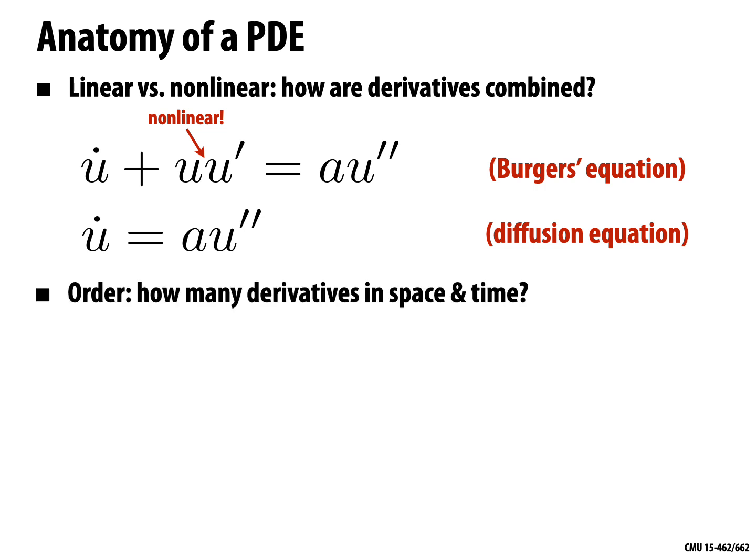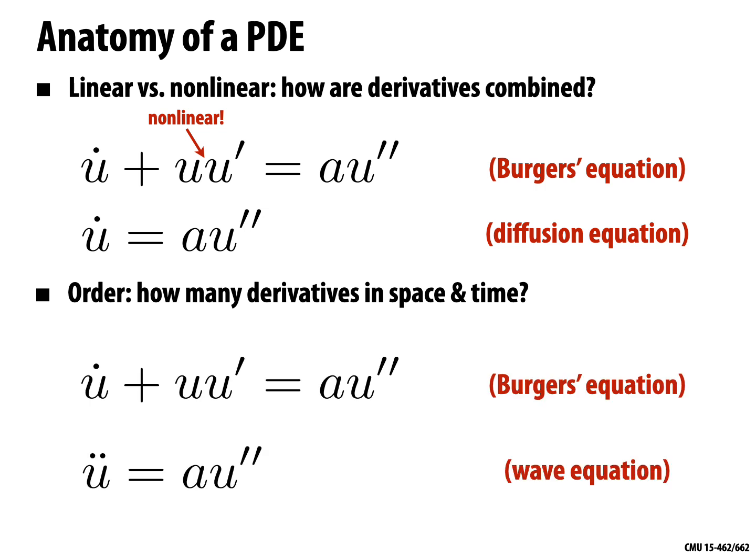We can also talk about the order of a PDE. When people talk about order, they mean how many derivatives in space and time. So again, if we look at Burgers' equation versus, okay, how about the wave equation? We'd say this first one is first order in time. It has one time derivative. And it's second order in space because the highest order spatial derivative is a second derivative.